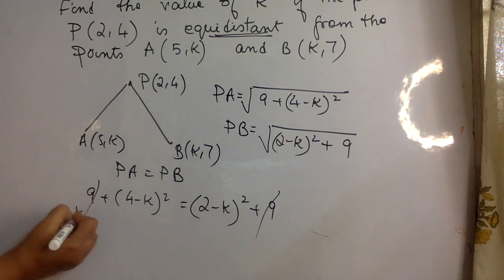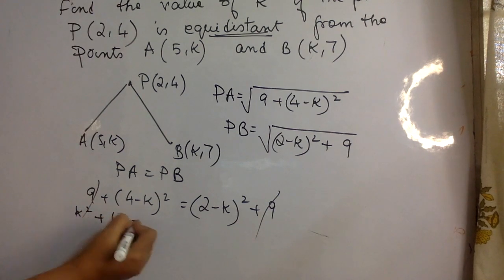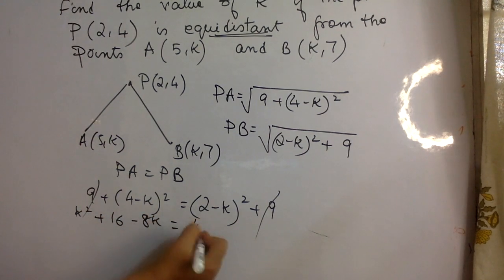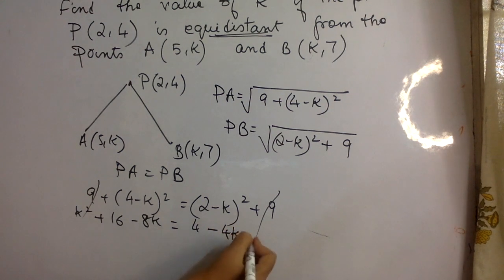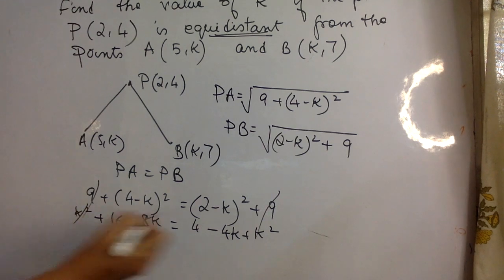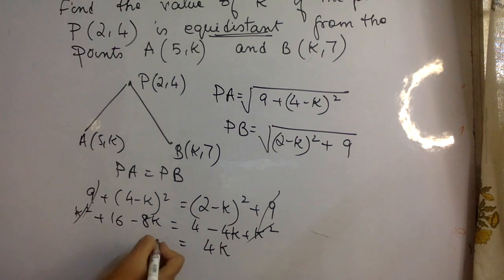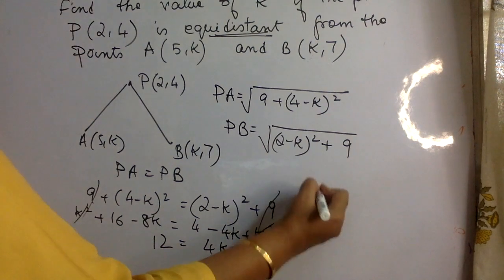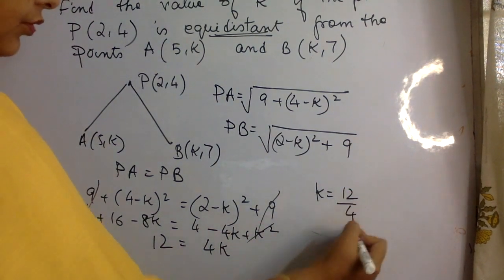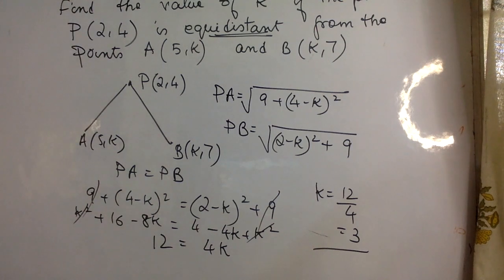So here it is k squared plus, I am using a minus b whole squared, minus 8k plus 4 minus 4k plus k squared. Okay, so now if I take the 8k this side, it makes 4k, and if I bring the 4 this side, that makes 12. So k is equal to 12 by 4, which is equal to 3. So for the value 3, the 2 points are equidistant from the point P.